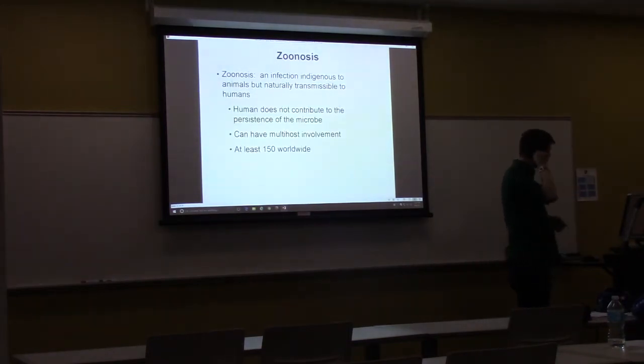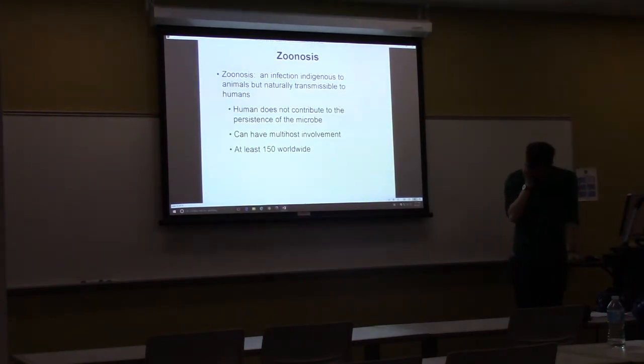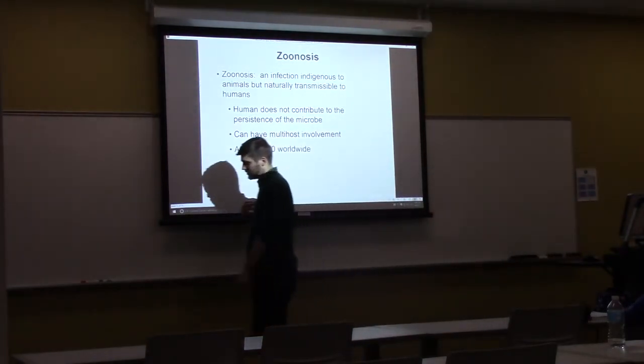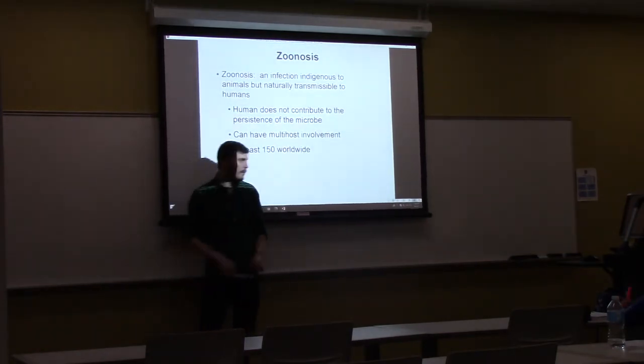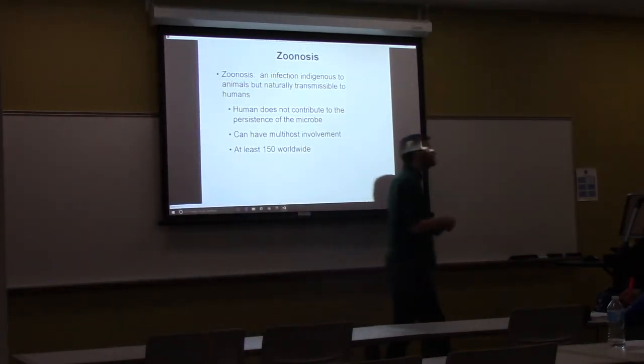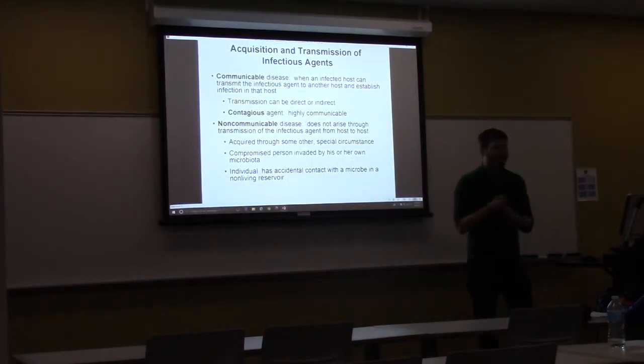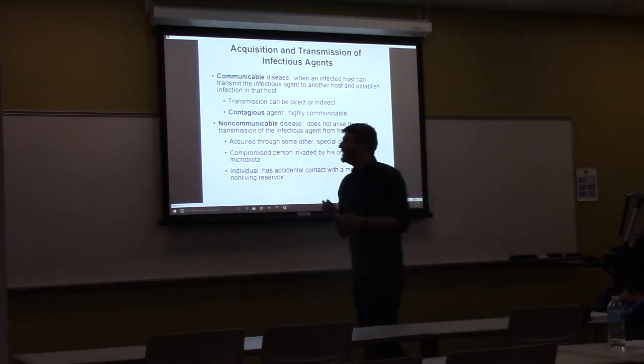What about a zoonosis? They cause more serious diseases, and where do they come from? Animals. So it's an animal disease that has gone from an animal to a human. Non-living reservoirs, those are called non-living reservoirs. You guys are still awake, aren't you?